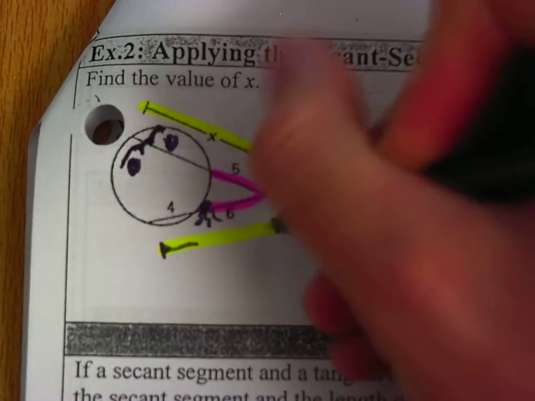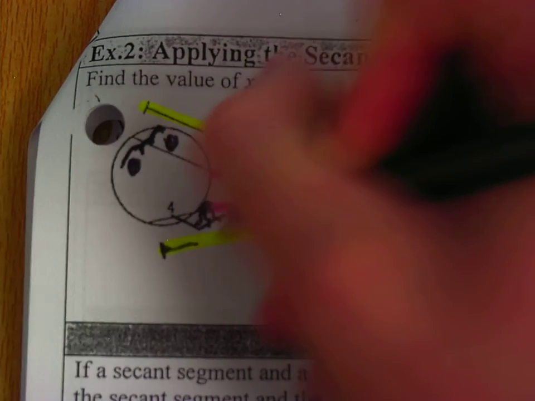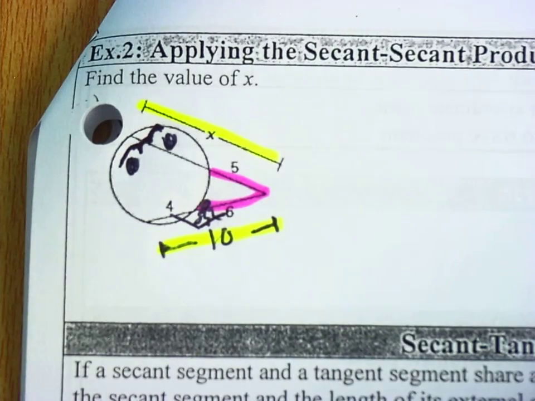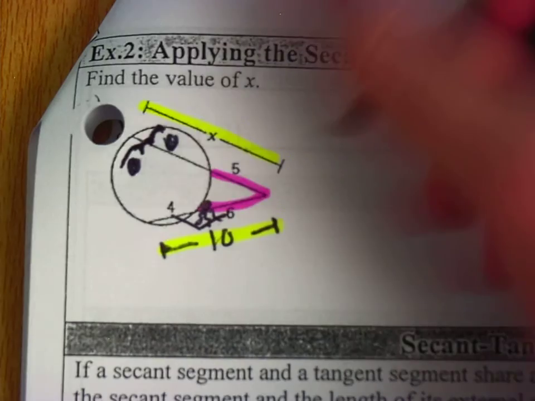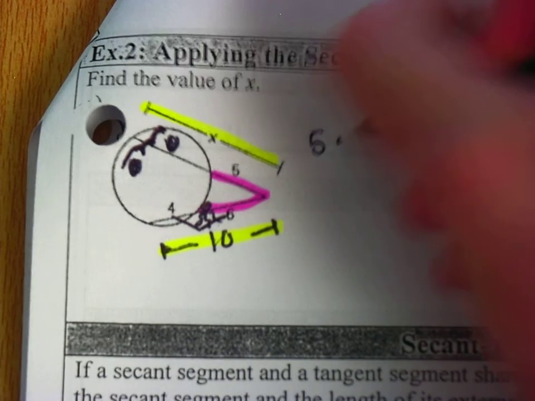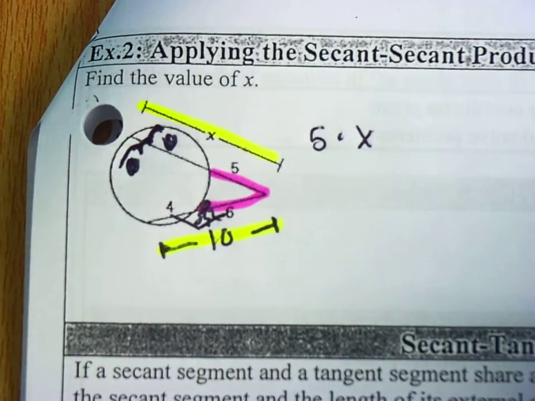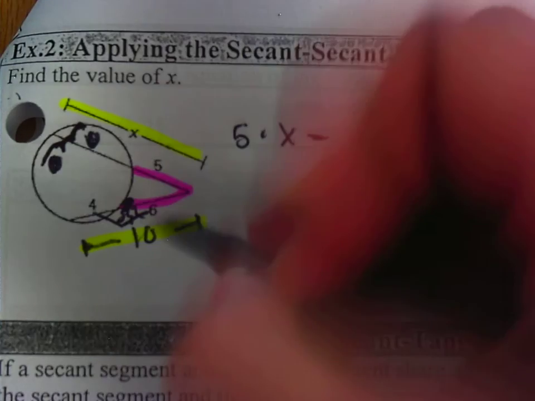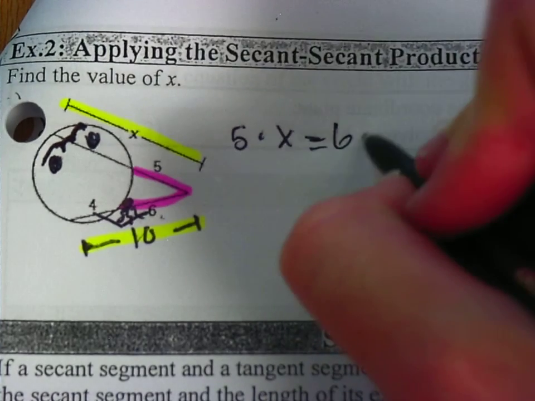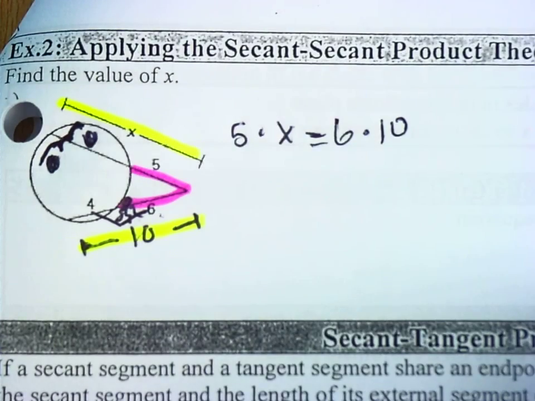But here we see the outside, so the externals, and then again we're looking for these parts, and we're looking for the whole. Okay, and the way we get these wholes is by adding them together. So that would be 10, and then we're just going to do external 5 times the whole times x equals external 6 times the whole times 10.